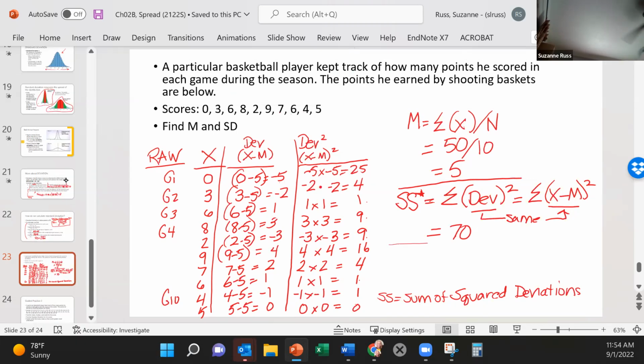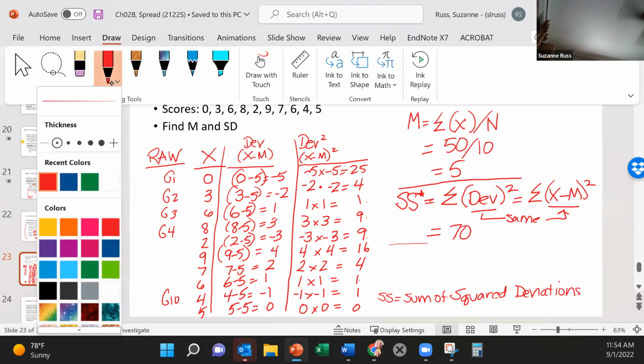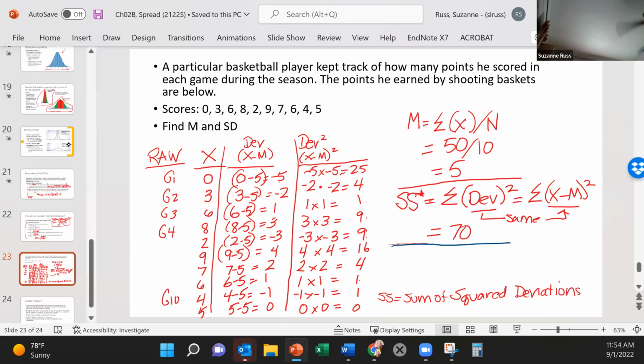Next, we calculate what we call our variance. Sorry, I didn't get my pen I was going for. Our variance is just sum of squares divided by n, equals 70 divided by 10 equals 7. VAR equals variance. And the variance is a strange number that doesn't make a lot of intuitive sense, but we use it all the time when we're calculating. So it's important to understand the idea of variance.